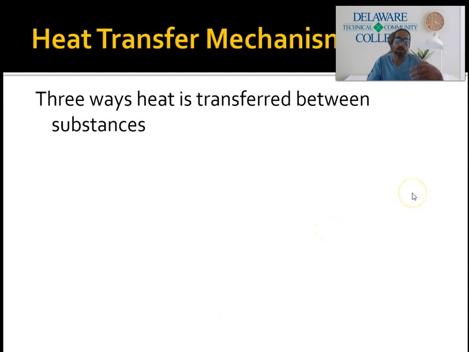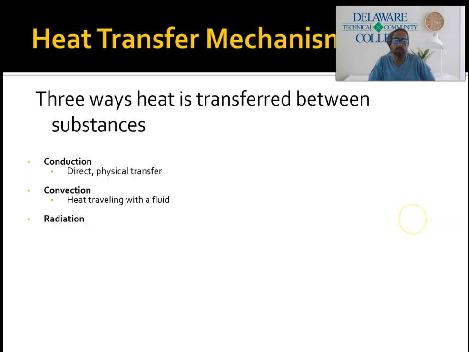Okay, so finally let's talk about how heat is transferred between substances. This is really fundamental and important to understand. So make sure you understand these three processes. Heat is transferred, as we discussed, energy and heat are transferred around you all the time. And there's only three ways that it can actually be transferred from one thing to another. Number one is conduction. So conduction is direct physical transfer. And we'll go over each of these in a little more detail. Convection is heat that travels with the fluid. And then radiation is that electromagnetic energy that we've talked about a number of times.